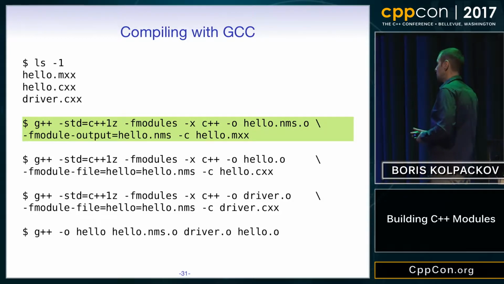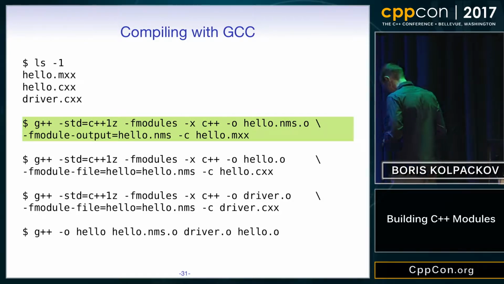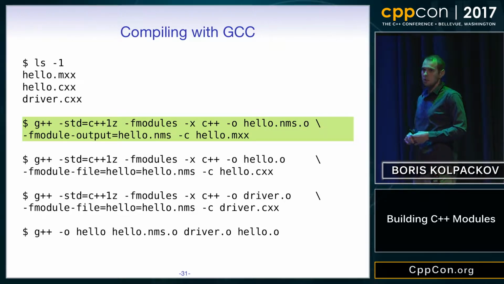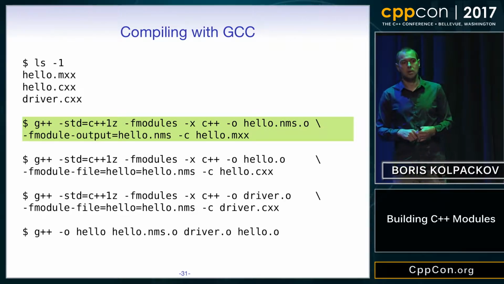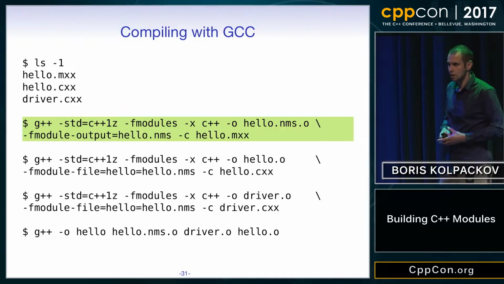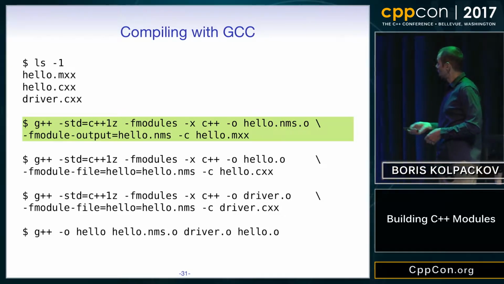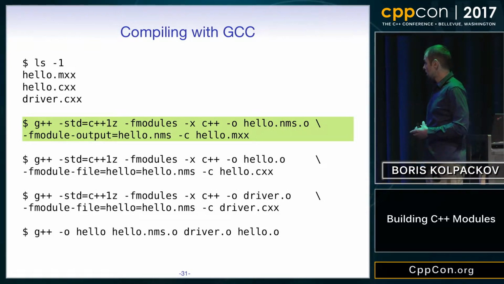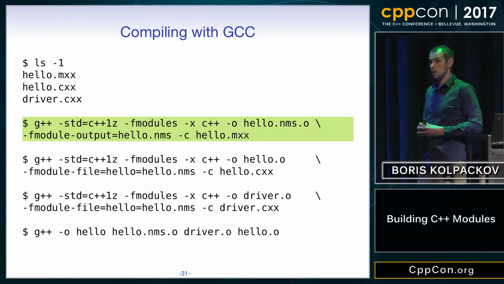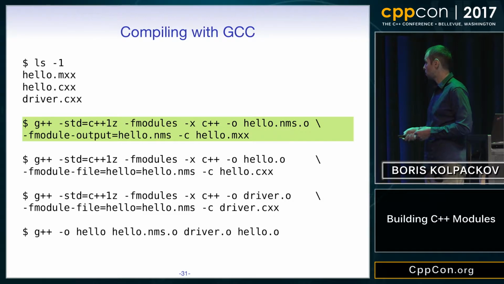And if you think about it, it makes sense. Remember I said that an interface unit can define non-inline functions and variables. So those have to go somewhere, right? So that's where they go. We have to link, as we will see in the last line, we have to actually link this object file when we are building our program.